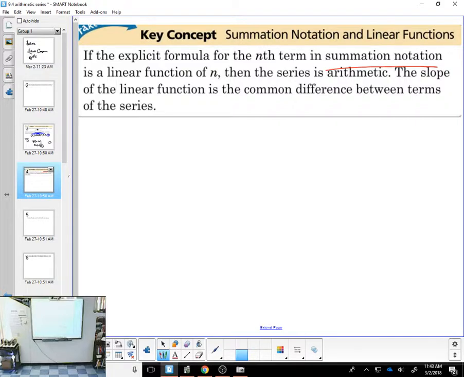is a linear function of n, then the series is arithmetic. The slope of the linear function is the common difference between those two terms of the series. We already knew that. We knew that from 9.1. And so, let's move on. I do want to talk about arithmetic first, okay? When we start doing these arithmetic series, we're going to be using one of my favorite Greek letters called sigma.